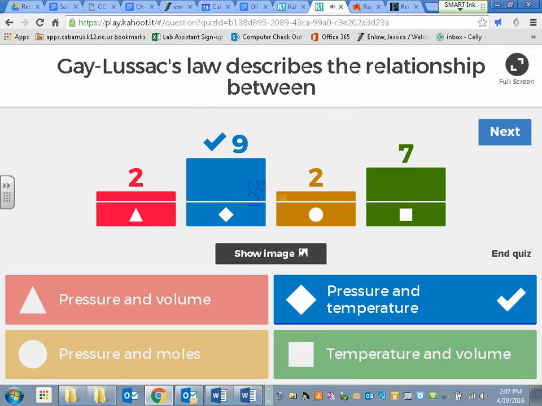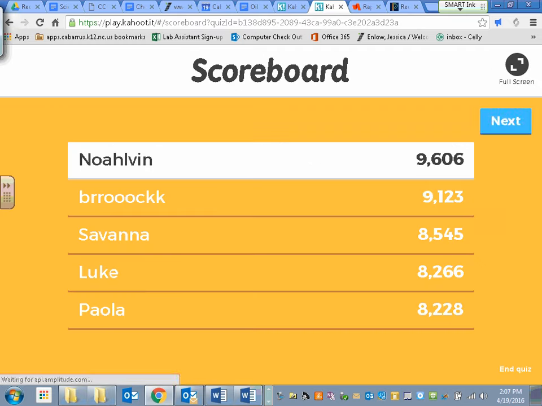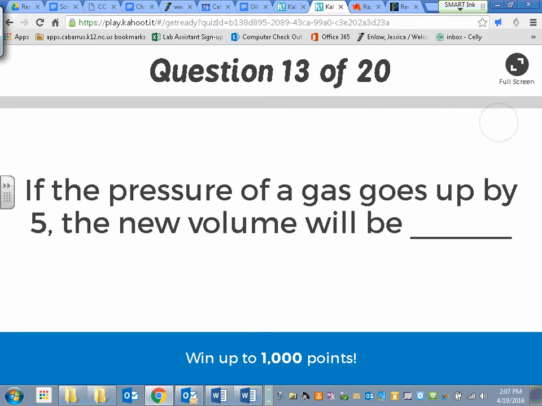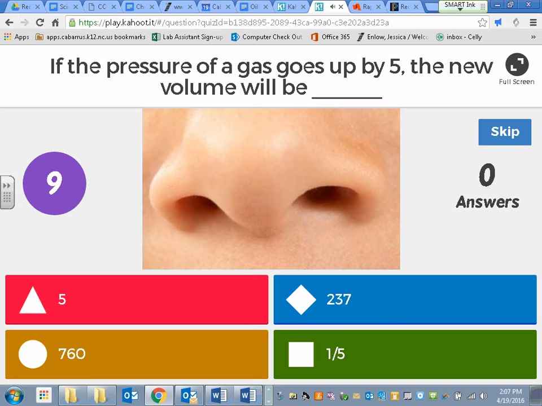I remember. You need to review your foldable. I remember PV over T. Yes, but it's P and T. And the pressure of a gas goes up by 5 times. 5 times. What will the volume be?